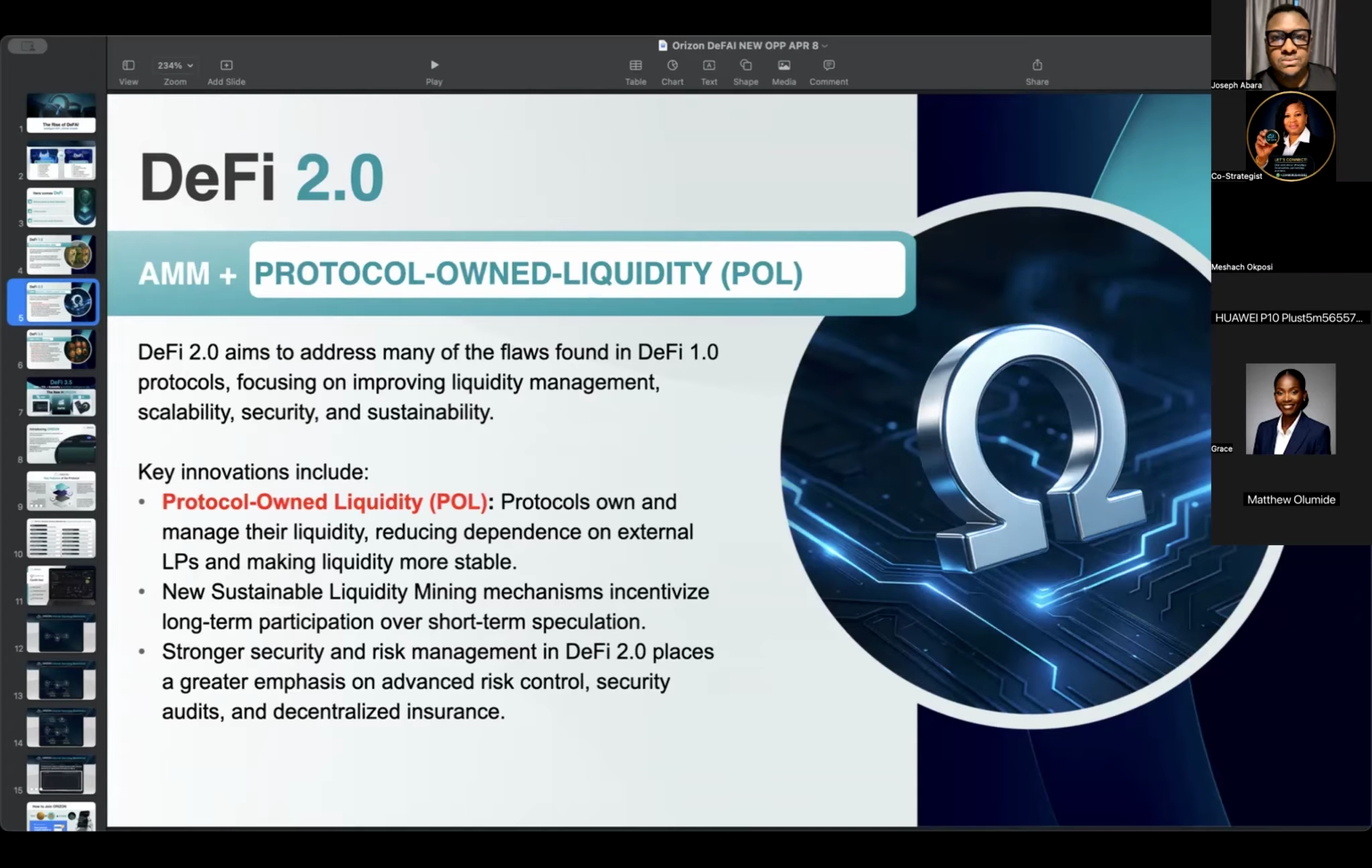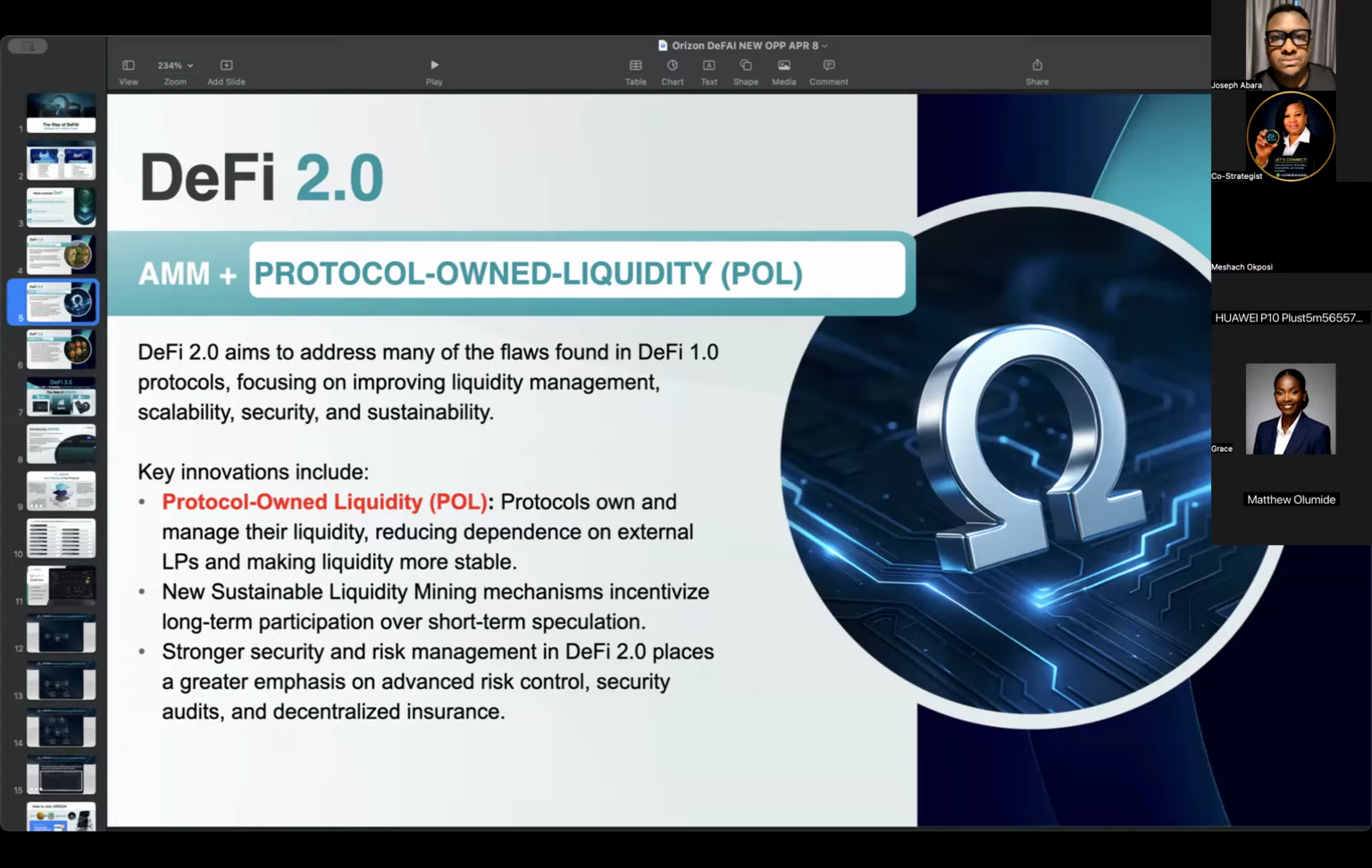These are the developers that created this technology called protocol owned liquidity, which is the basis of our conversation today. Protocol owned liquidity. Why does the protocol need to own the liquidity? Because if the protocol owns the liquidity, you cannot rug pull the project. The price of the project cannot crash below a certain threshold because there is always money in that protocol. There's always money in that project.